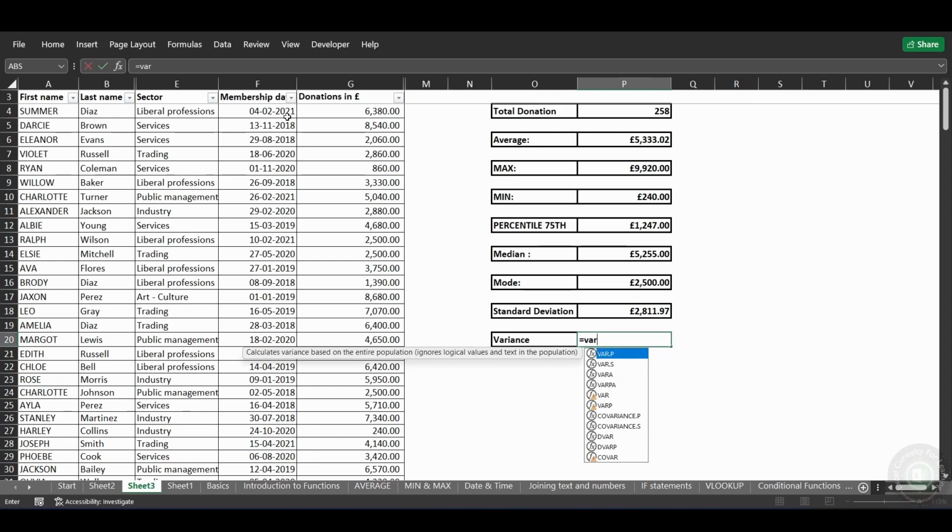And then variance. Variance is basically the square of standard deviation. The number would be very high, but still we will select donation and close this. So you see the numbers would be very high for variance.